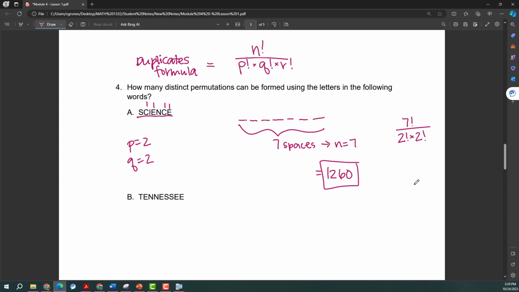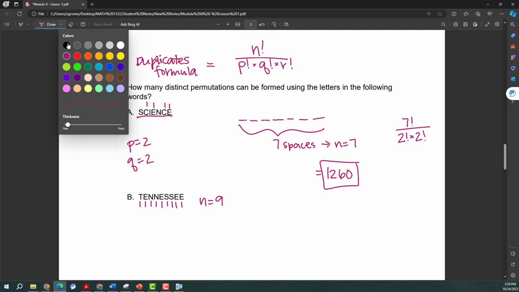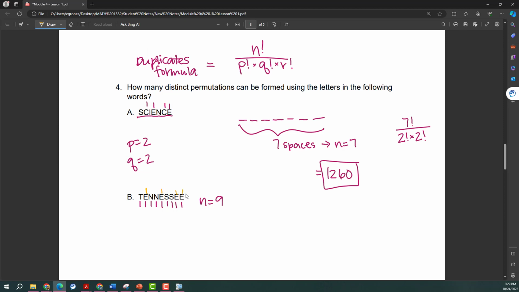All right, what about Tennessee? So n is going to be the total number of spaces. So we've got 1, 2, 3, 4, 5, 6, 7, 8, 9. So n equals 9. And then what are our duplicate letters? We've got E, which is in there 4 times. We've got N, that's in there twice. And then we have S, that's in there twice.